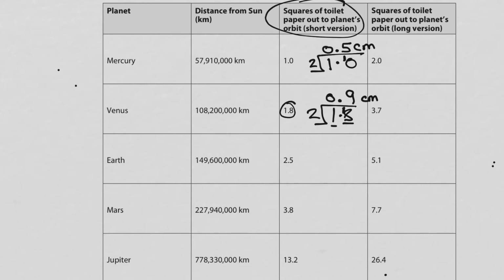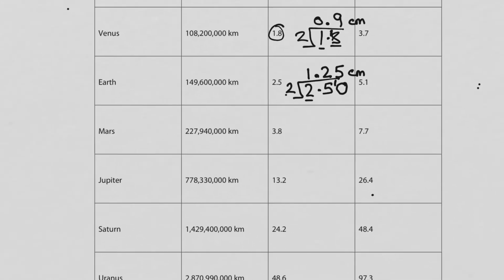Okay, Earth. Earth, 2.5 divided by 2. How many 2's are in 2? There are 1. Put the decimal point in the answer because it's in the question. How many 2's are in 5? There are 2. 2 2's are 4, which leaves 1 left over. If I add a 0 here, so I've got an extra column, I'll put the 1 here. How many 2's are in 10? There are 5. So that's 1.25 centimetres for Earth.